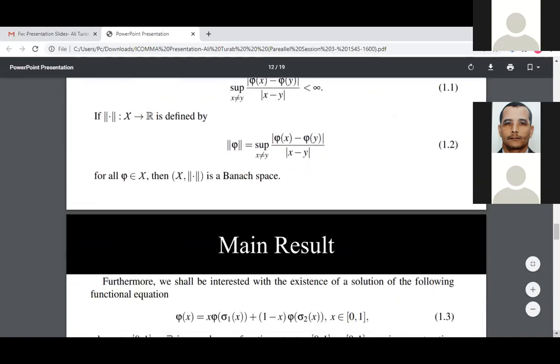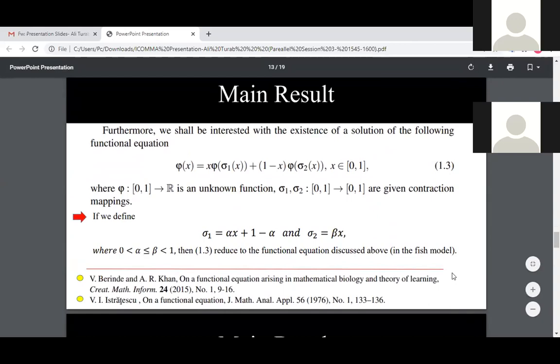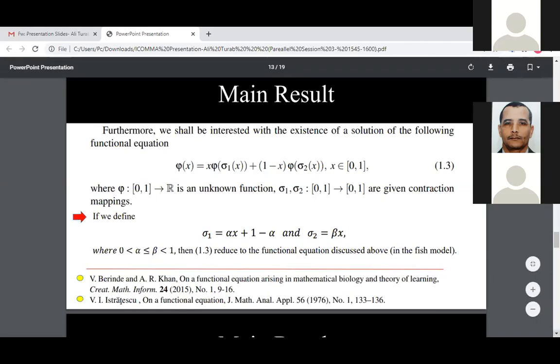We shall be interested in the existence of the solution of the following functional equation, which is in 1.3, in which phi is a real-valued function and sigma 1 and sigma 2 are contraction mappings.